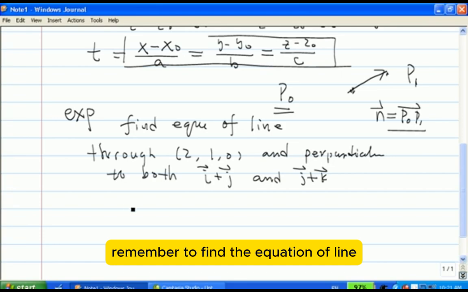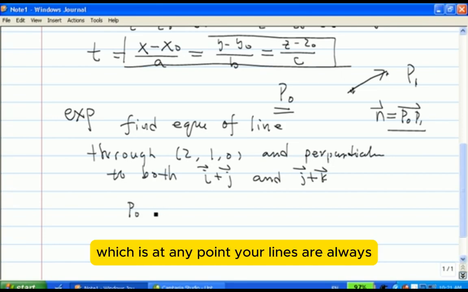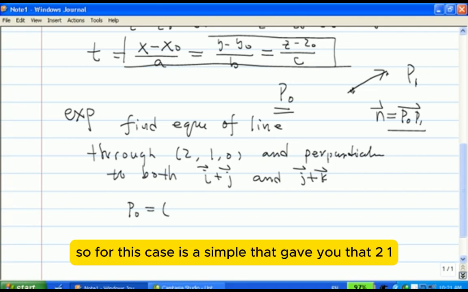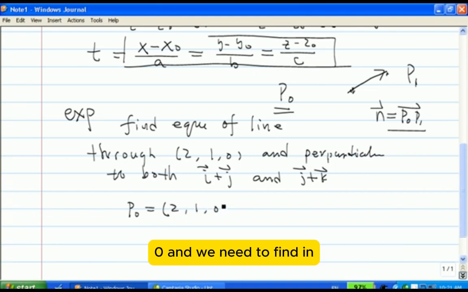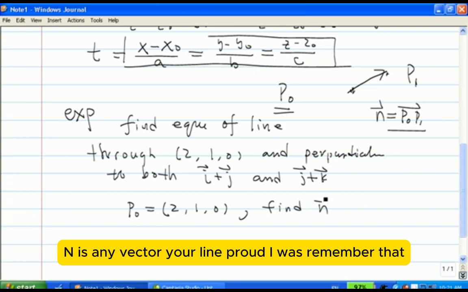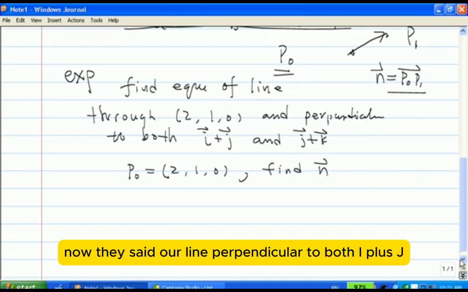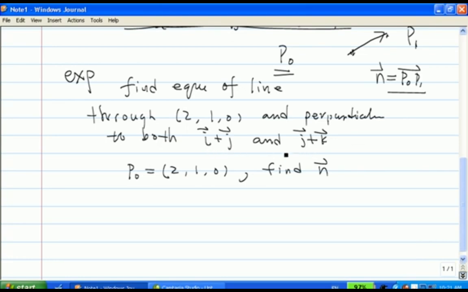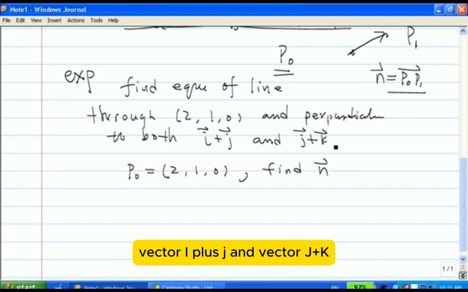Remember, to find the equation of a line, you need to know P0, which is any point your line goes through. For this case, it's simple. They gave you (2, 1, 0). And we need to find n. What is n? n is any vector your line is parallel with. Remember that. Now they said our line is perpendicular to both vector i plus j and vector j plus k. So our line is parallel with that.